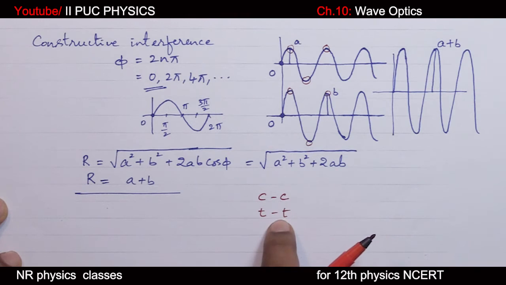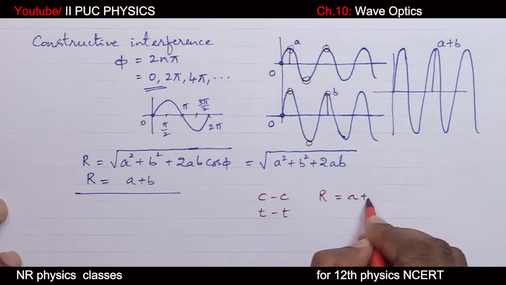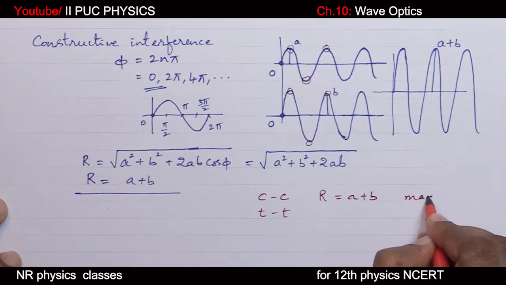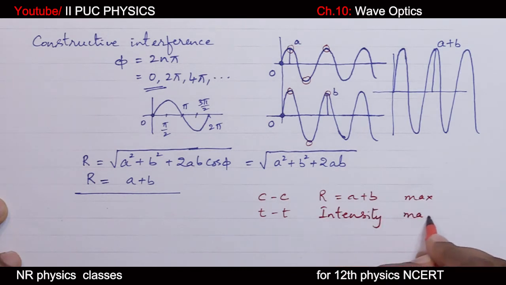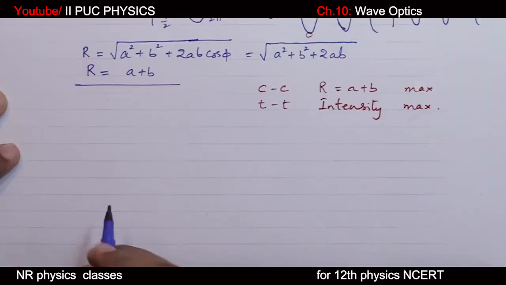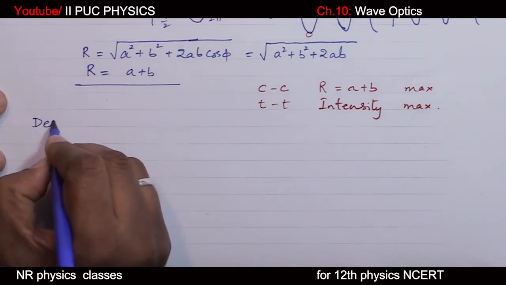In constructive interference, amplitude is a plus b. This is maximum, and also intensity is also maximum. Okay. This is how you should visualize constructive interference. Now, destructive interference.